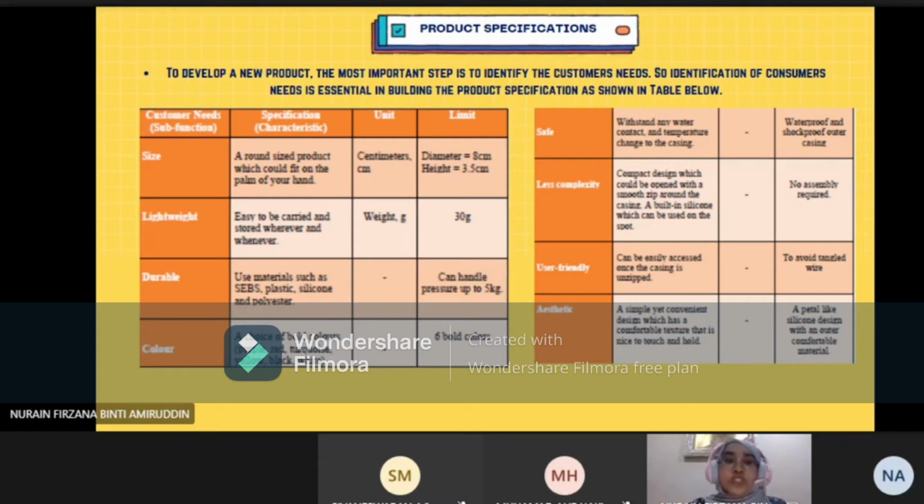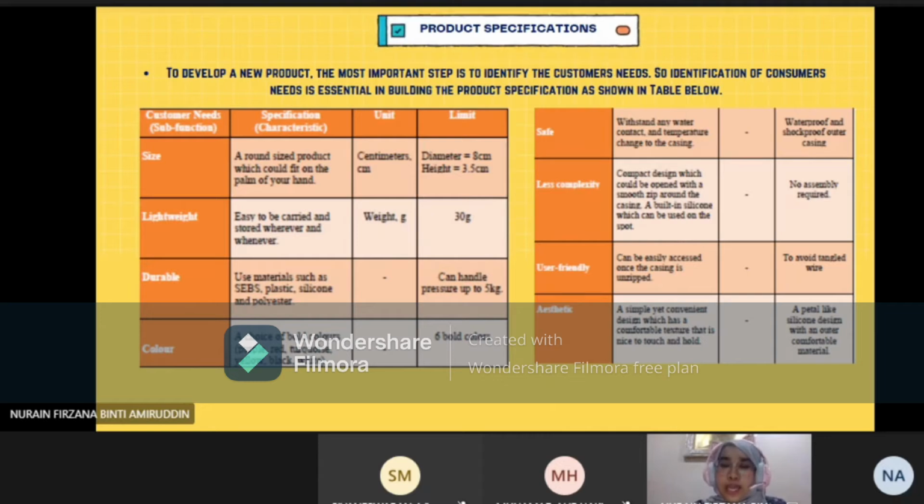And for durability, we use materials such as SEBS, plastic, silicone, and polyester, which can handle pressure up to 5 kilograms. For the color, we have six bold colors, which are purple, red, turquoise, yellow, black, and white. The customer also needs safety, so the product withstands any water contact and temperature change to the casing. So the product will have a waterproof and shockproof outer casing.